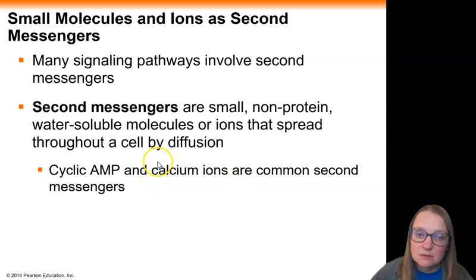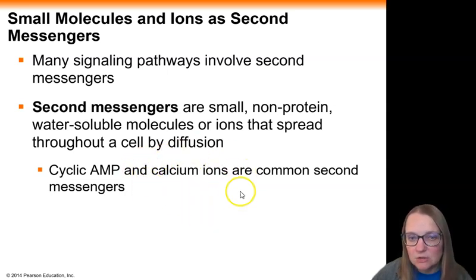Cells like muscle cells also use calcium ions as second messengers. So again, they can be released in great quantities. They're really small. They're water soluble, so they diffuse really fast through the inside of the cell, getting that cellular response initiated really quickly.